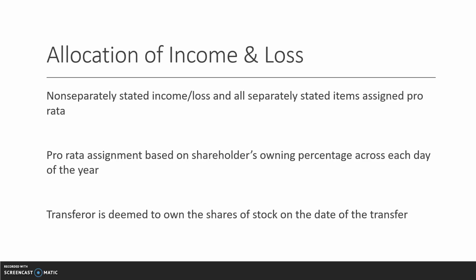All right, so the allocation of income and loss, non-separately stated items or income and loss, and all separately stated items are assigned pro rata among the shareholders. And this is going to be based on the shareholders' owning percentage across each day of the year. So if you buy in on the third day of the year, let's say you buy an extra 5% on the third day of the year, you've got 362 days of ownership of an extra 5% and 2 days of the year with whatever your ownership was before.